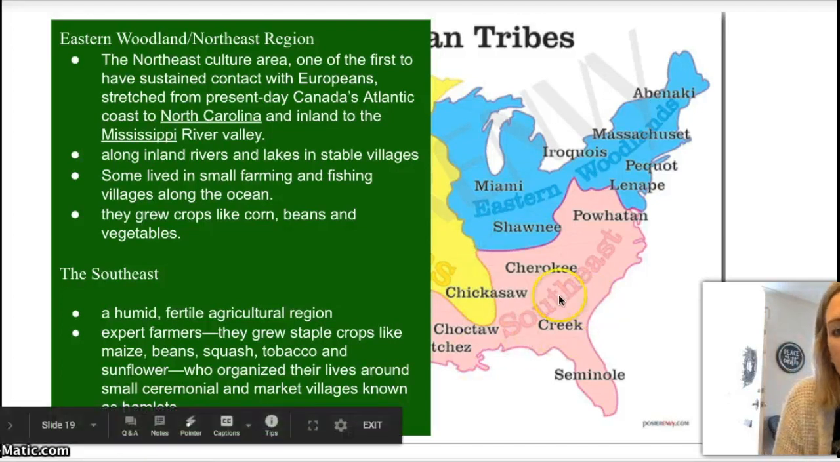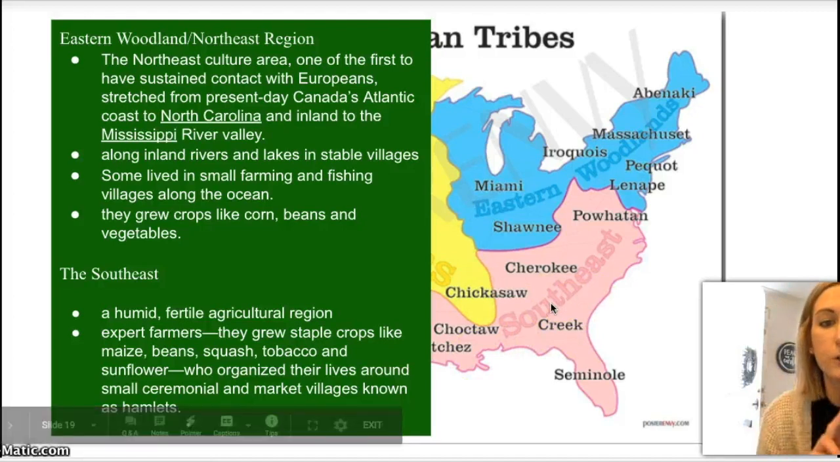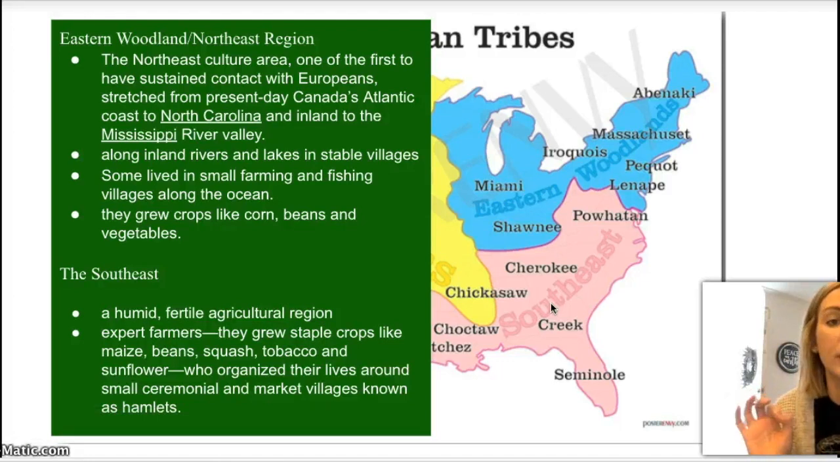Now down below in this pink area, the southeast region, it's more humid and it's a fertile agricultural region. Fertile means that it is good for growing crops. There are expert farmers in this region. They grew staple crops like maize, corn, beans, squash, tobacco, and sunflower. Many organized their lives around small ceremonial and market villages. These were known as hamlets.